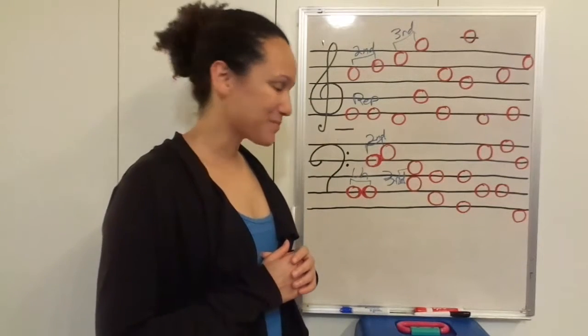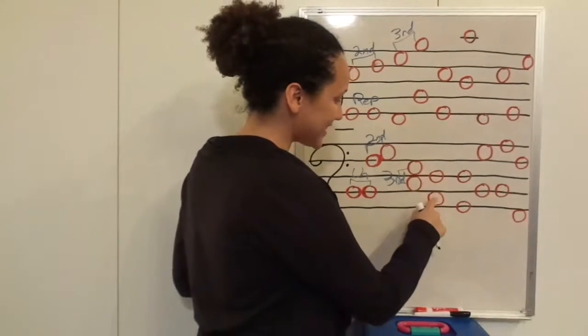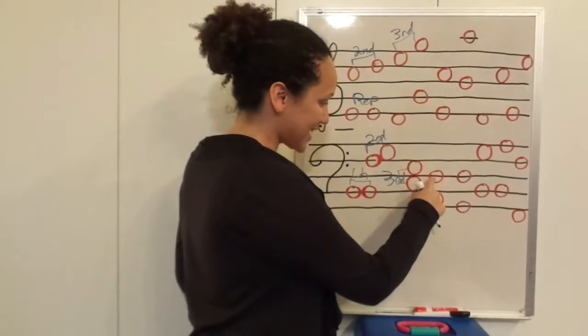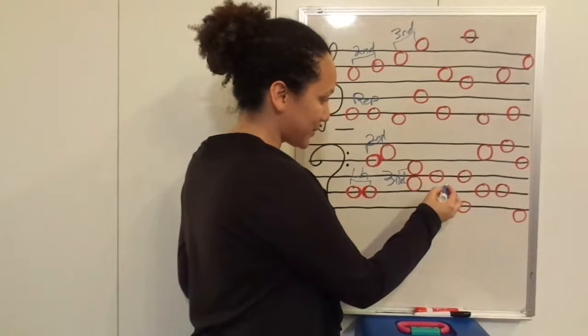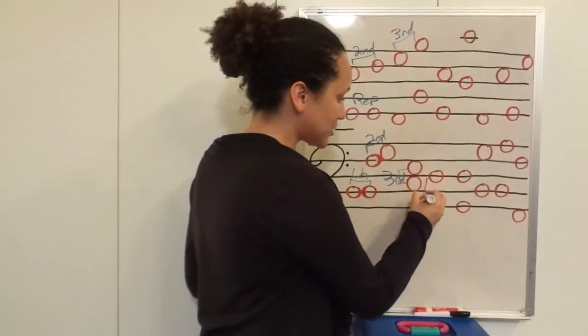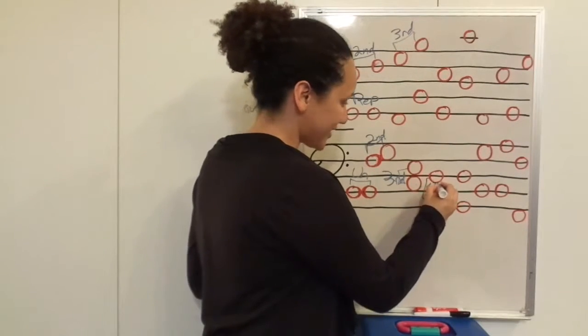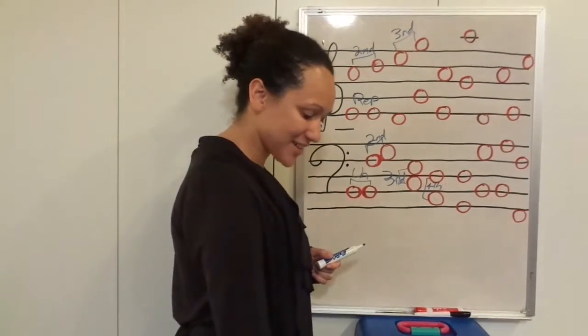Let's take a look. Over here we have this A all the way up to that D. If we count it, 1, 2 on the line, 3 on the space, 4 on the line. So this is an interval of a fourth. That's pretty big. Let's hear that together. A to D.